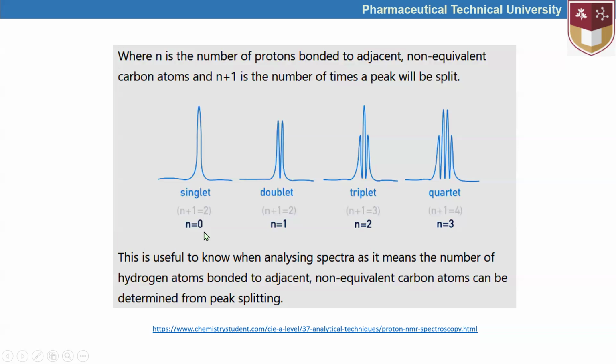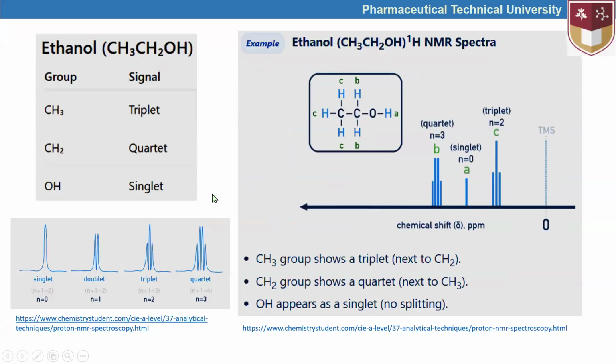When N is 0, it will be a singlet. When N is 1, it will be 1 plus 1, 2, a doublet. When it is 2, N plus 1 is 3. When it's 3, N plus 1 is 4. Now we are going to understand what they stand for here on this page.